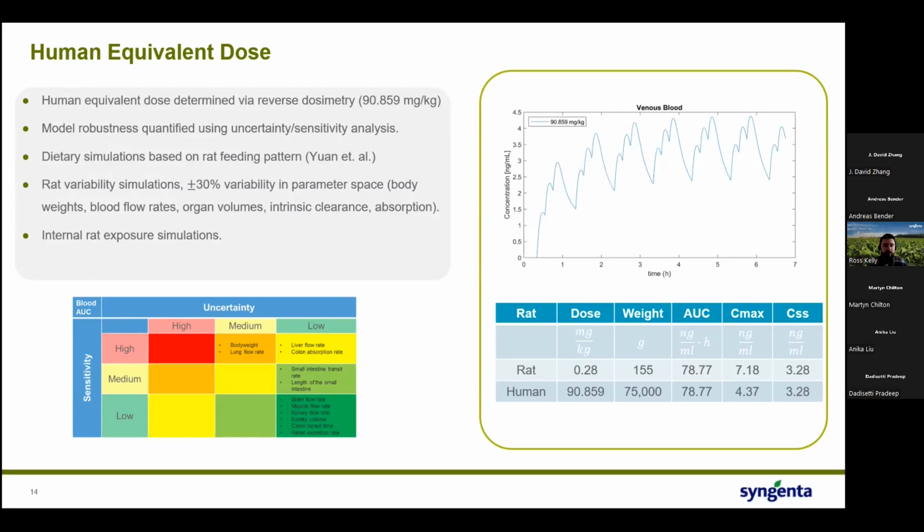But in terms of jumping from the rat model to the human model, as I mentioned, the Peters model has parameter sets for rat and human, but the estimated scaling factors for the partition coefficient and the renal elimination, we conserve those. So there's some alignment between the rat and the human model. And then again, we looked at the uncertainty and sensitivity matrix to give us some sort of thoughts on the reliability of the model.